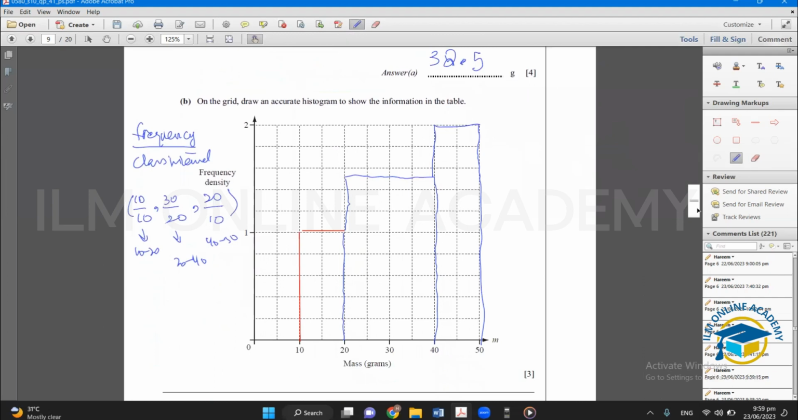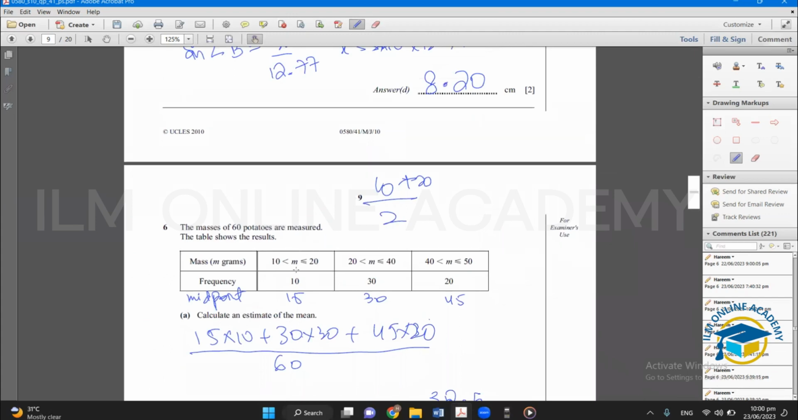Now, part B. On the grid, draw an accurate histogram to show the information in the table. Okay, so you have to draw the information into the histogram. So what you can see is that you have been given the masses and the frequency. So how do you find it? What you have to do is divide the frequency by the class interval. Okay? So you will get where you have to lie. So frequency here is 10 and the class interval between 10 and 20 is 10.